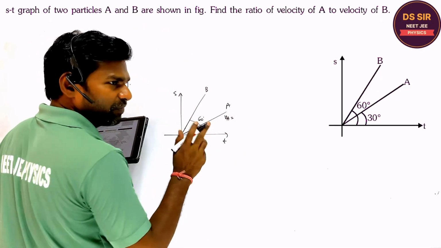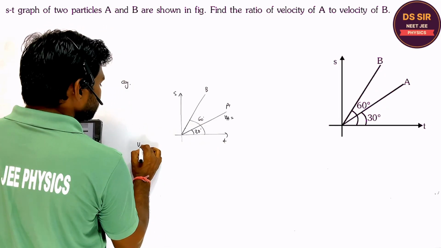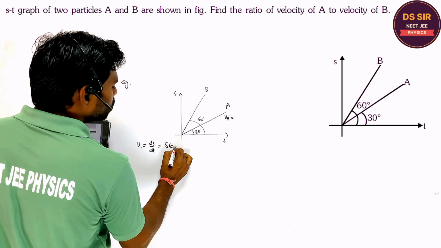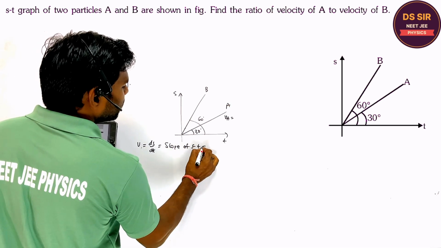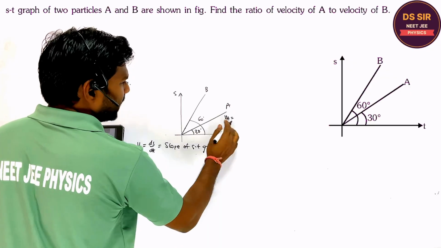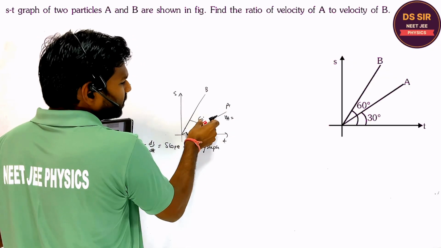In the ST graph, as I first taught you, the velocity is nothing but ds upon dt. It is nothing but the slope of the ST graph. You understand or not? What is the slope of the ST graph? Say tan theta. So yes, VA, this is A making 30 degrees.